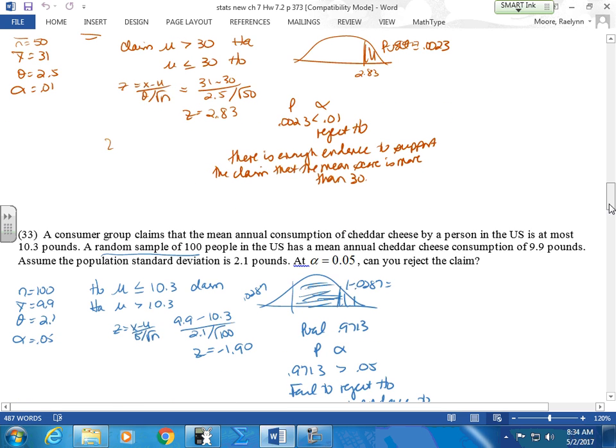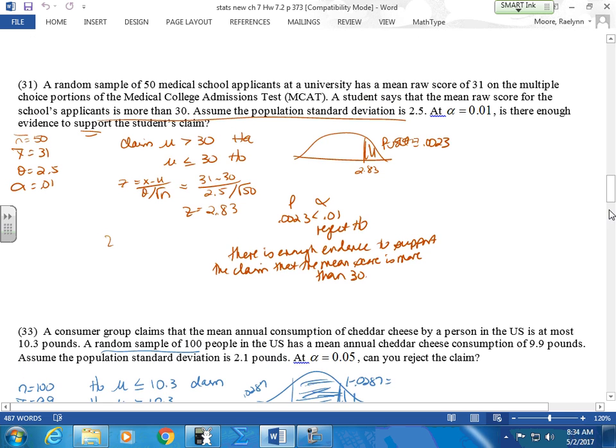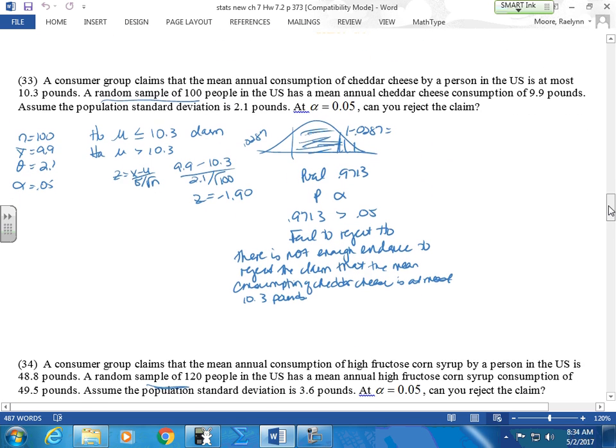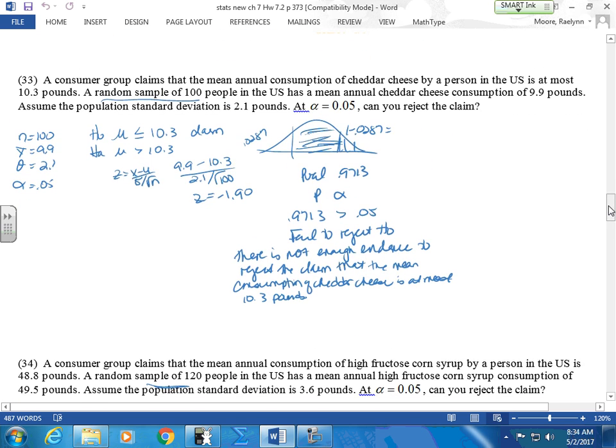Okay. 33. A consumer group claims, there's your claim. And can you reject the claim out here? That means that claim is going to be an HO. Consumer group claims that the mean blah blah blah is at most, is less than or equal to. Yep, that's for sure my HO. My tail goes by my other one, my HA.